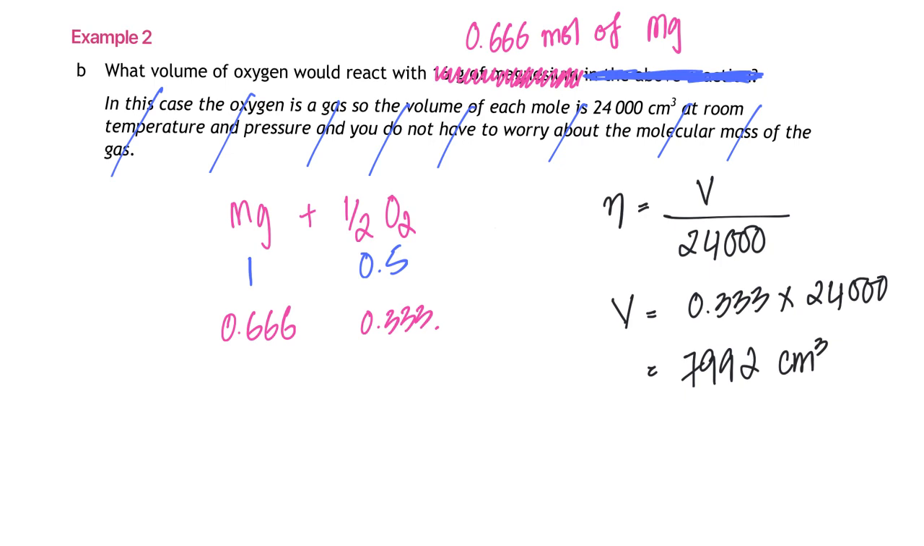This is from memory. Let me confirm using a calculator. 24,000 times 0.333. 7992. Brilliant. ठीक है, straightforward.